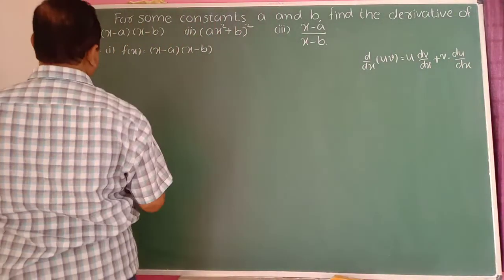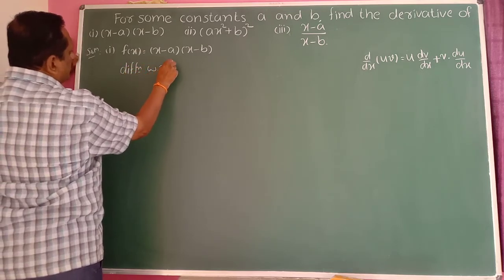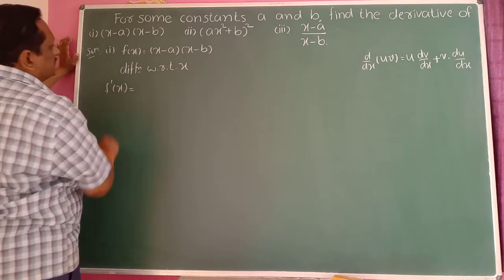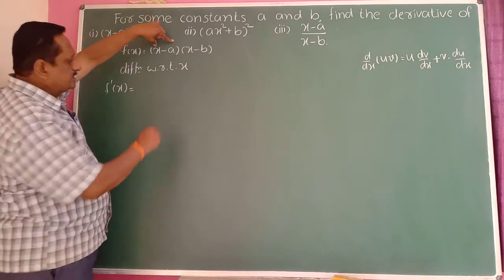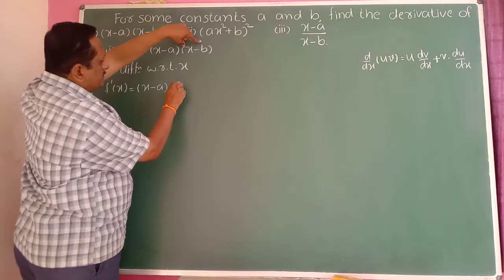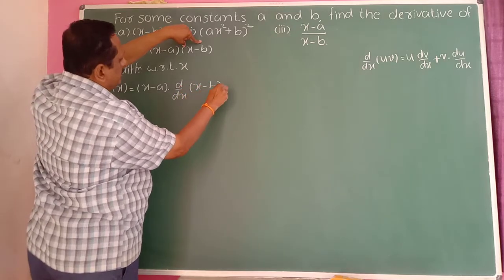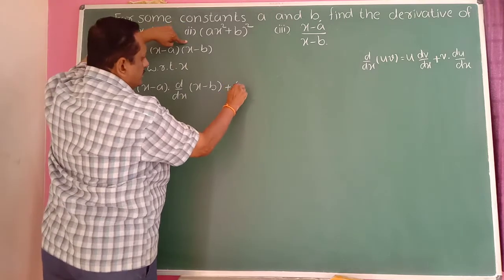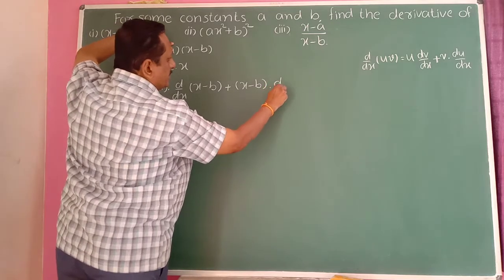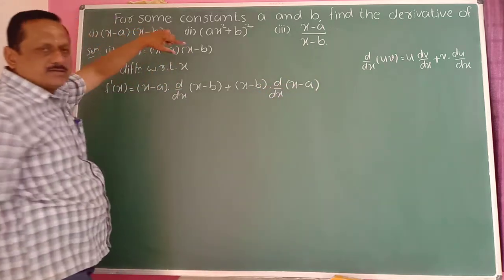Apply that here. So differentiating with respect to x, f dash of x is equal to, so the first function is x minus a, x minus a into differentiation of second function d by dx of x minus b, then plus second function x minus b as it is, differentiation of first function d by dx of x minus a.